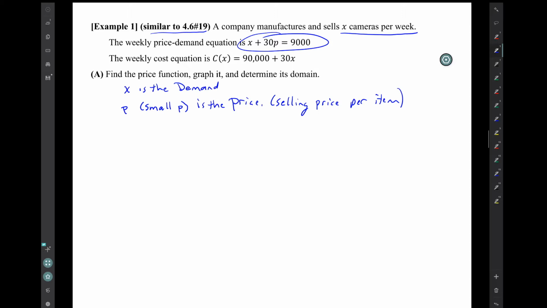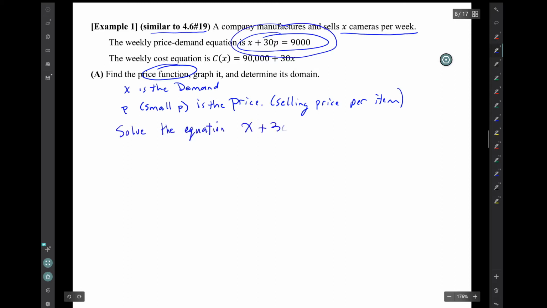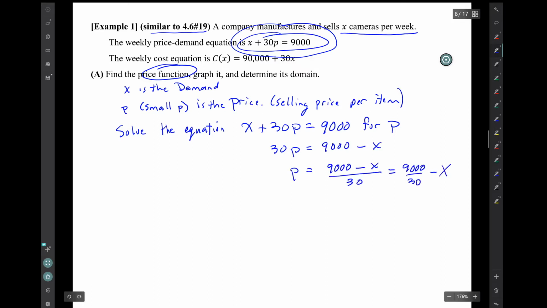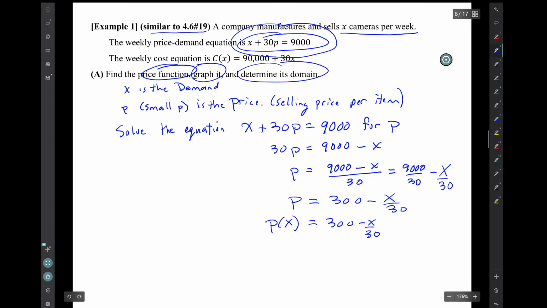So question A is to find the price function, graph it, and determine its domain. So remember, price function means we want to solve this equation for p in terms of x. So there's the price function. Now I've just solved the equation for p in terms of x. Now since we're thinking of it as a function, we should use function notation. Now we still have to graph it and determine its domain. We'll do that on the next page.